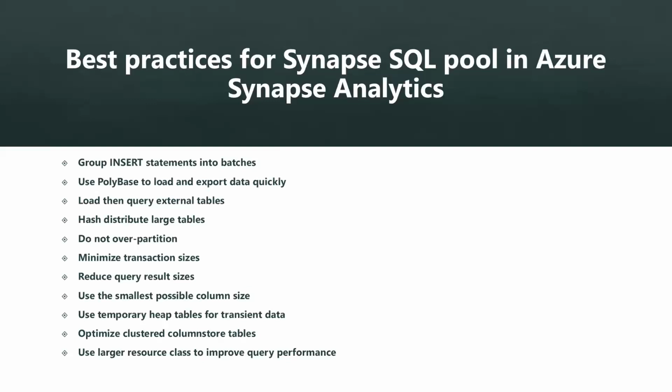And the other two, use larger resource class to improve query performance and use smaller resource class to increase concurrency. These are all best practices for Synapse SQL pool in Azure Synapse Analytics.